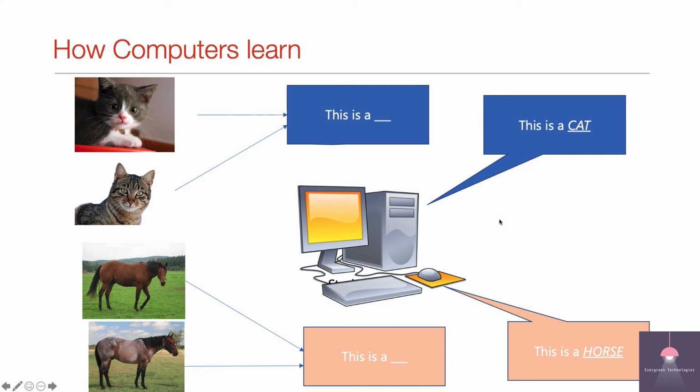So that's how we compare computers and humans, and this is then called machine learning, and this is called an inference process, where computers are already trained and they can identify cats and horses or any other animal because a programmer has taught them how to do that. So that's in a nutshell what machine learning is.